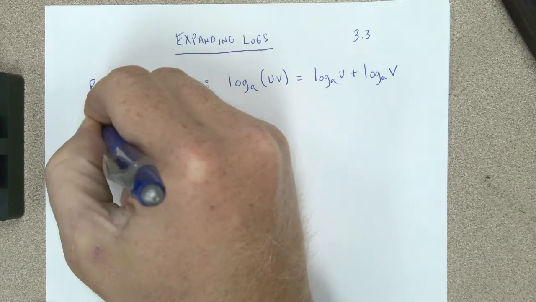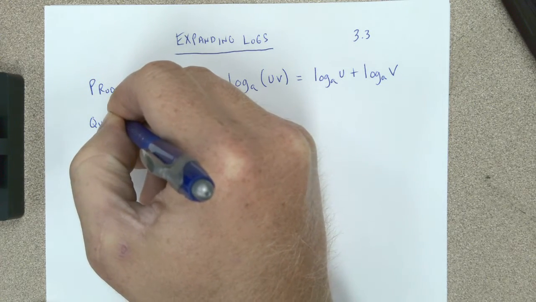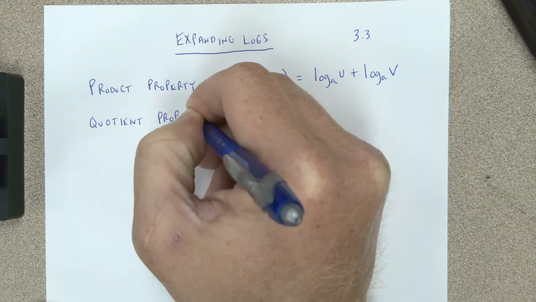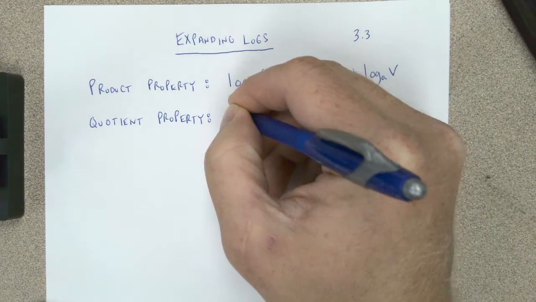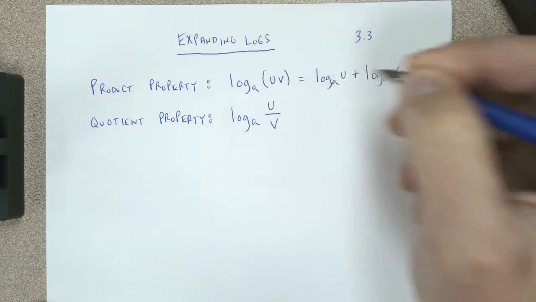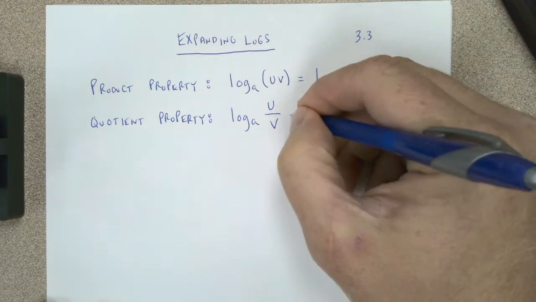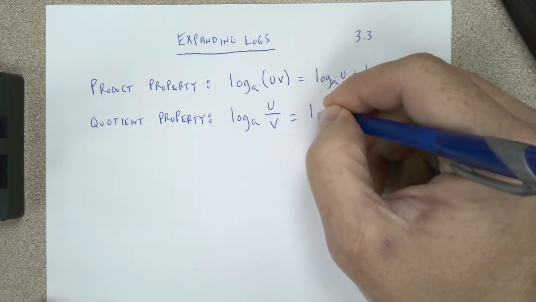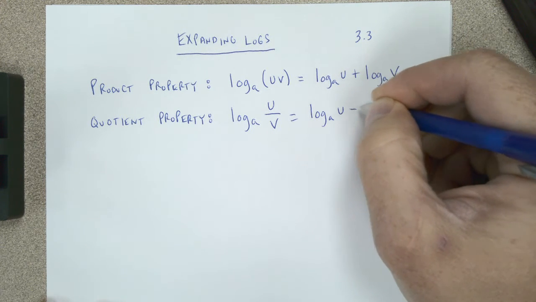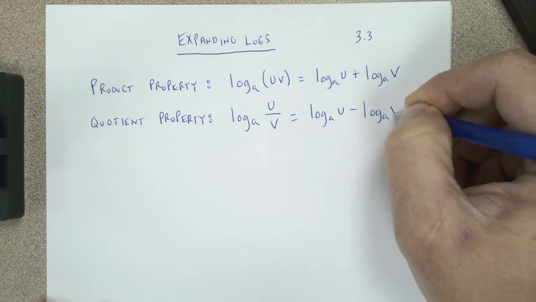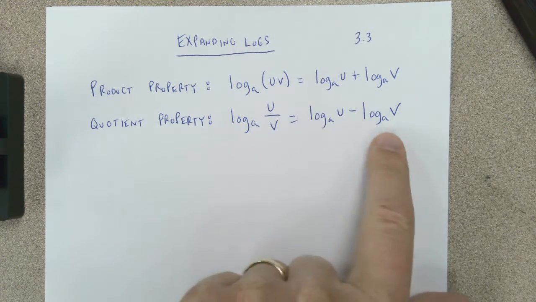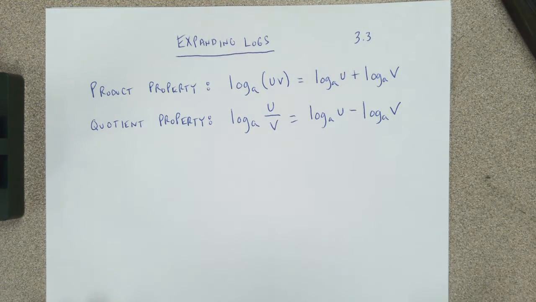The second property is called the quotient property. And here's what the quotient property says. It says if we have the log base A of U divided by V, then we can separate and expand to the log base A of U minus the log base A of V. So when there's division, we split it into two logs with a minus sign.